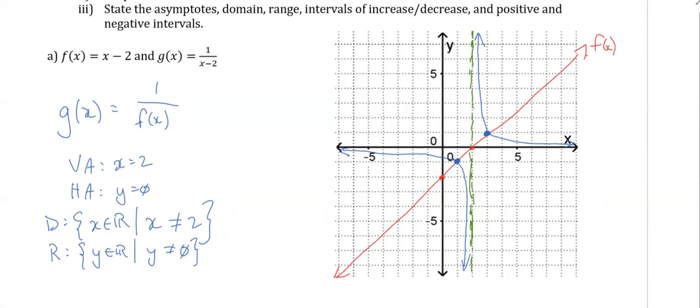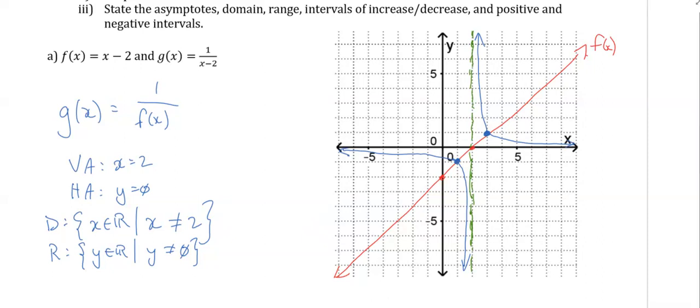Intervals of increase and decrease. Do you remember this? We've done this already, so I'm not going to re-explain all of it. Intervals of increase and decrease is, as I go from left to right on the graph, are the y values getting bigger or smaller? If they're getting bigger, you're in an interval of increase. If you're getting smaller, you're in an interval of decrease.